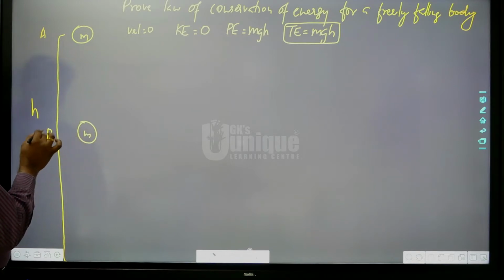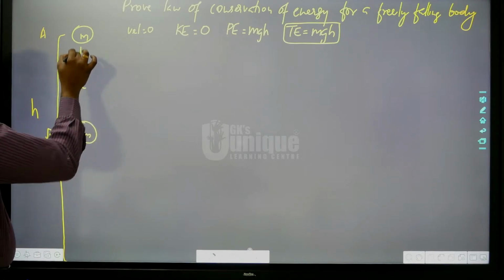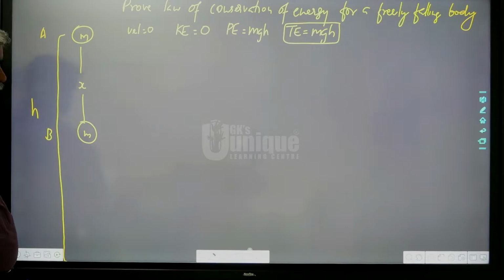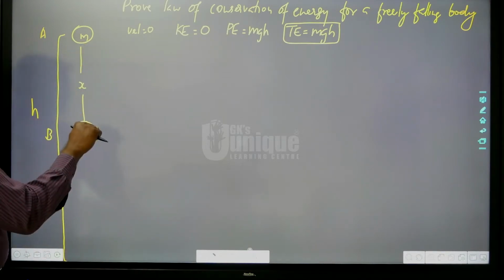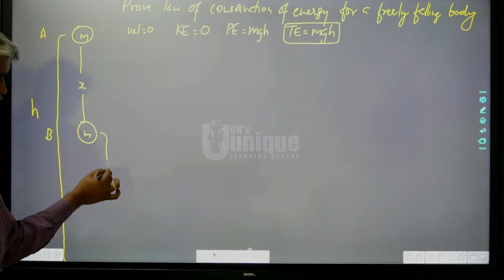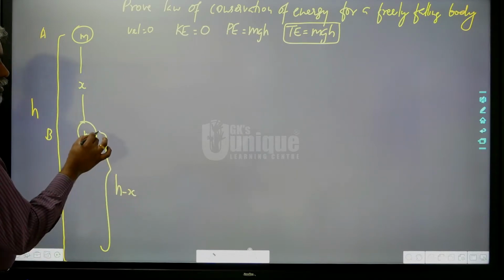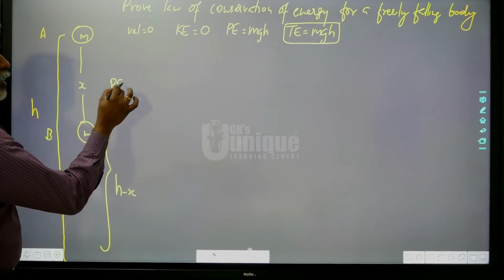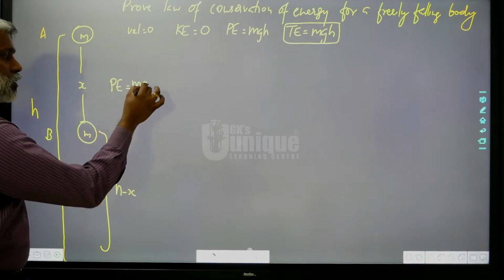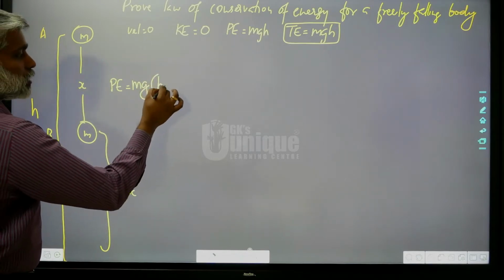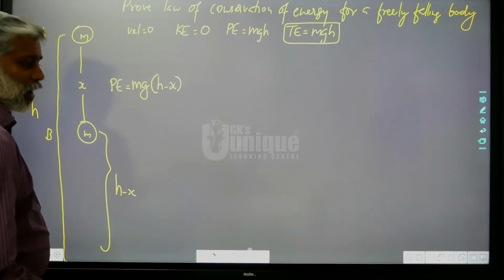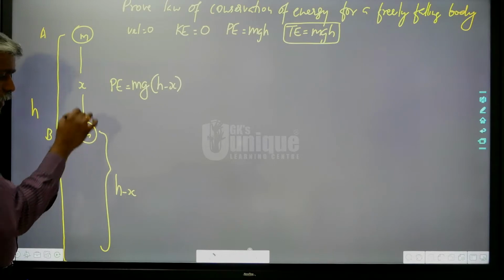Now your body reaches this point. I name this point as B. This distance is x. Then what is the height from ground now? So total height is h. So this distance is x. So what will be this height? So this height will be h minus x. So at this height your body will have potential energy. So what is the potential energy? mgh. What is h here? h minus x.